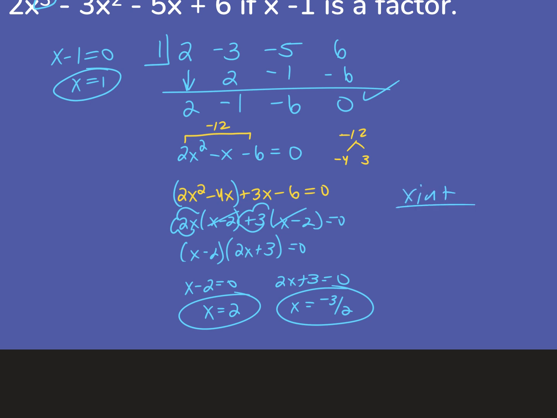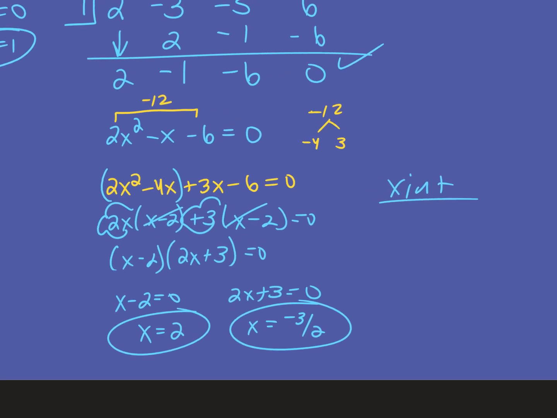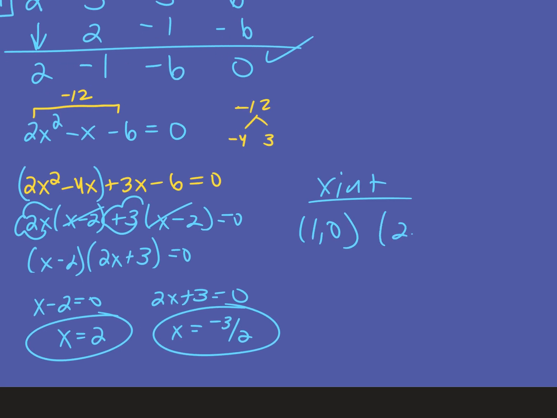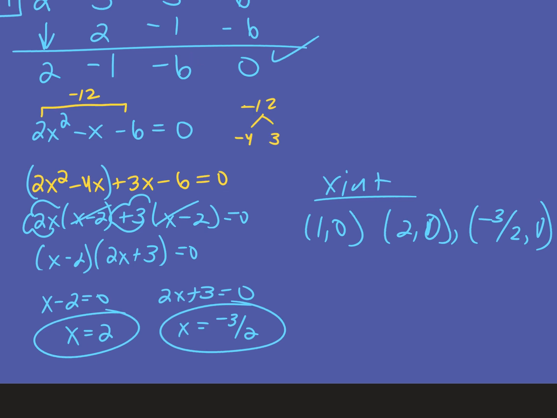How do we always write intercepts, guys? As ordered pairs. So it'd be (1, 0), (2, 0). Whoops, that doesn't look like a 0. And (negative 3 over 2, 0). Questions? All right, let's look at the next one.